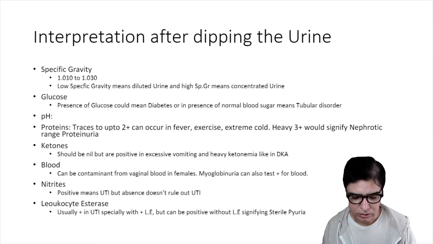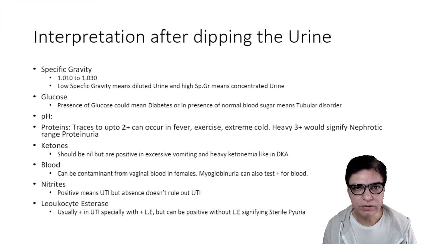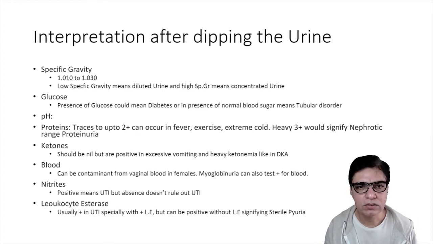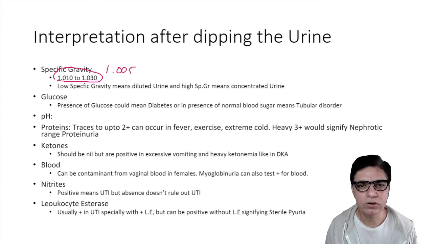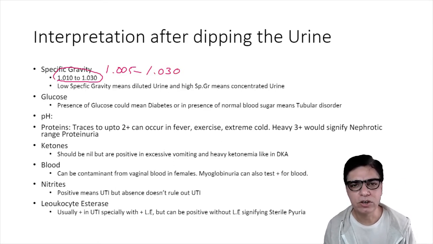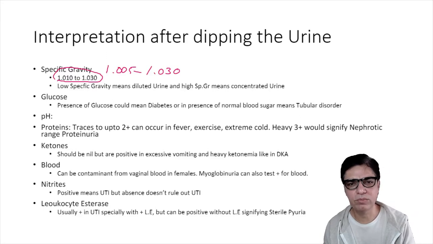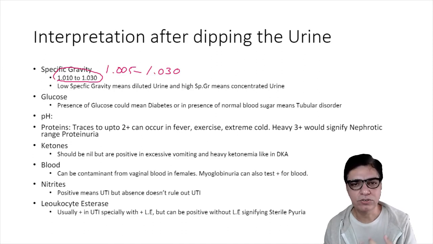So it gives you, number one, specific gravity. Now specific gravity depends on the type of method that you're using. Some use the range of 1.010 to 1.030. Others say that it is 1.005 to 1.030. So this is the normal specific gravity range. So if it is on the lower range, let's say 1.005 or lower than that, then it simply means it's a very diluted urine. And if it is greater than 1.030, it means it's a very concentrated urine.